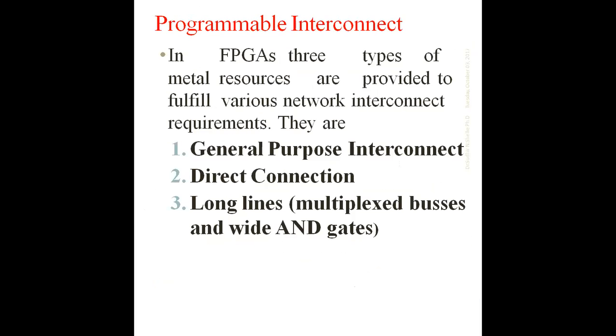Okay, the programmable interconnect. In the FPGA, three types of metal resources are provided to fulfill the various network interconnect requirements. There are three basic types of programmable interconnect. One is called general purpose interconnect, second is direct connect, and third is the long line or multiplexer based buses and wide AND gate. Okay, there are three types of interconnects.